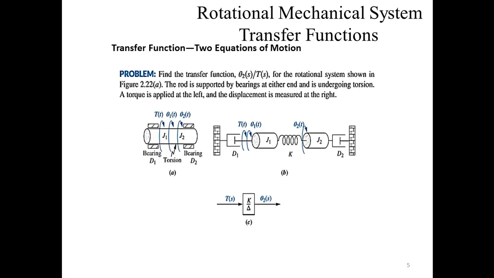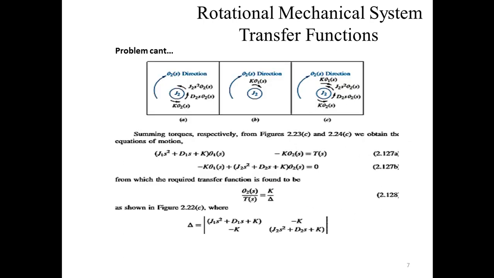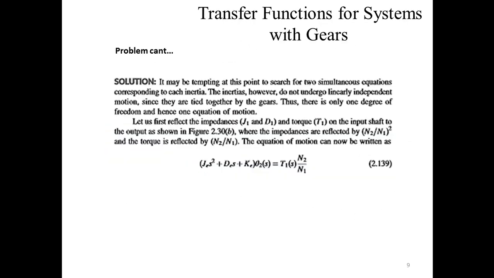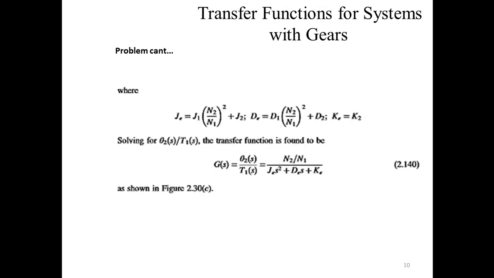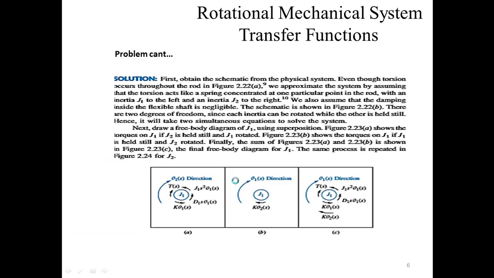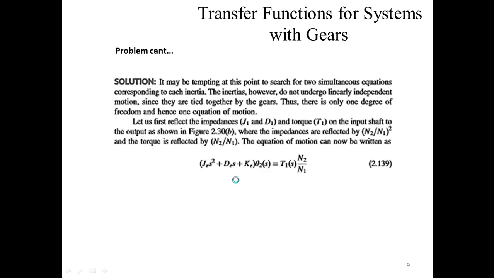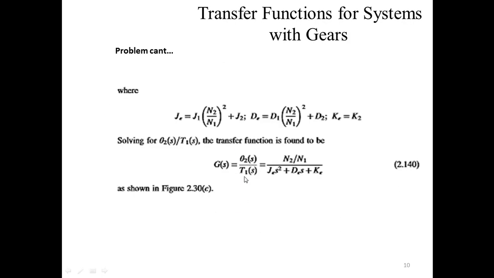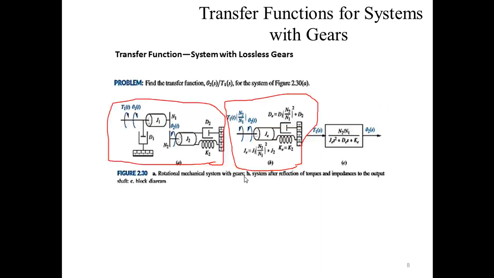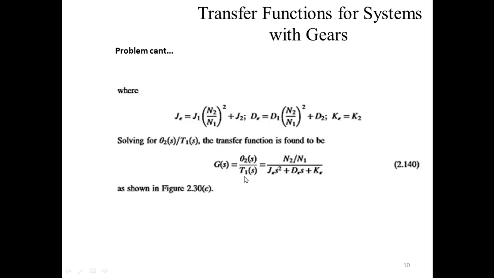So if you have written down this equation, it is now very easy for you to solve this, that is, to find the value of theta 2 divided by T1 of s. You just have to rearrange these terms, and you can find the value of theta 2 divided by T1 of s. So this comes out to be N2 by N1 divided by J E s square plus D E s plus K E.